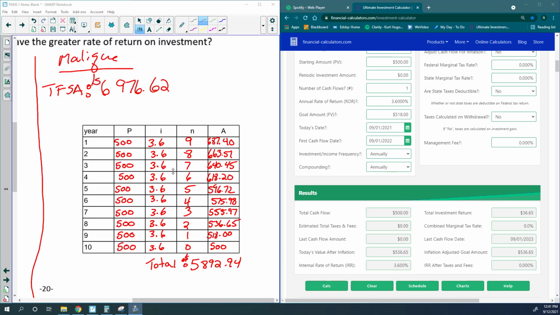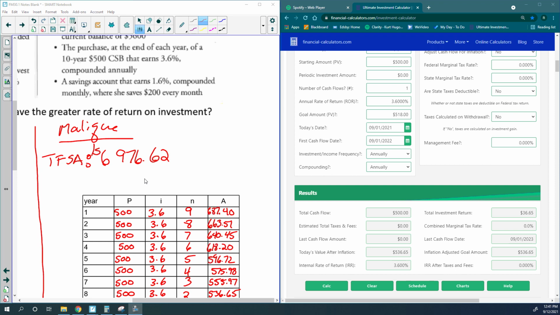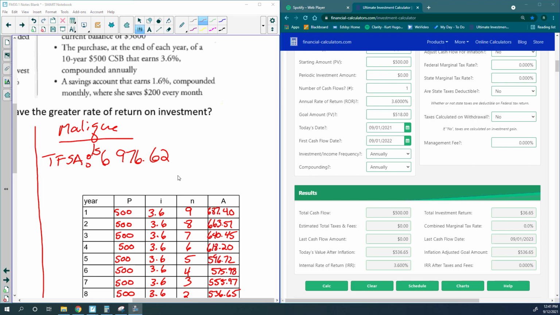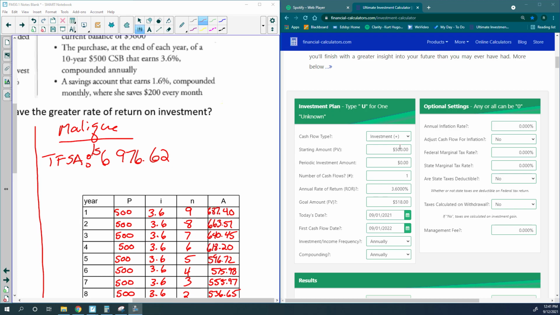Okay, so that covered our Canadian savings bonds. And the last one to do is our savings account. Our savings account earns 1.6% compounded monthly, where she saves 200 every month. For this one, there is no starting amount, but she is putting in $200 every month. If it's monthly, that means 12 times in a year, and she's doing it for 10 years, so 12 times 10 is 120. The interest rate is 1.6. Goal amount is unknown. We're doing this monthly, so my dates need to be a month apart.